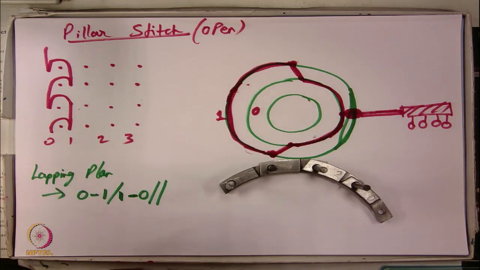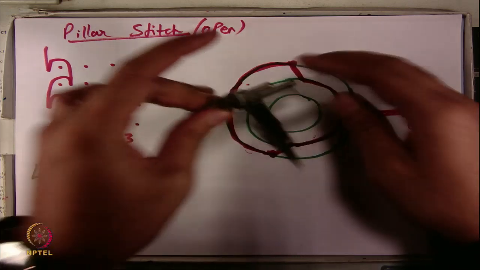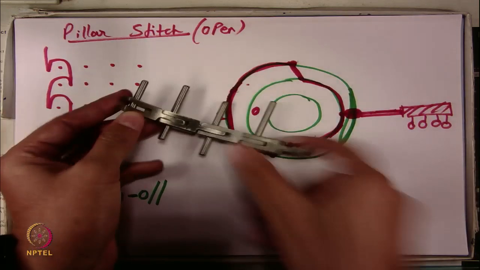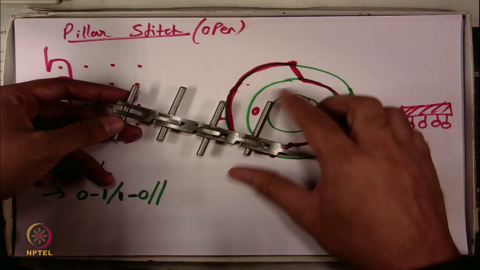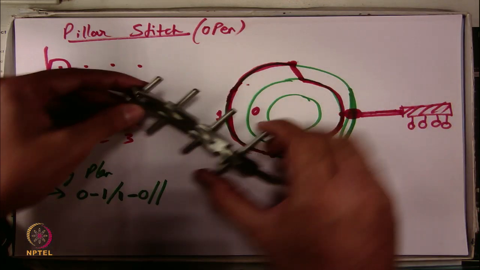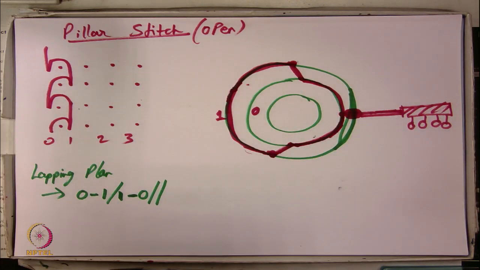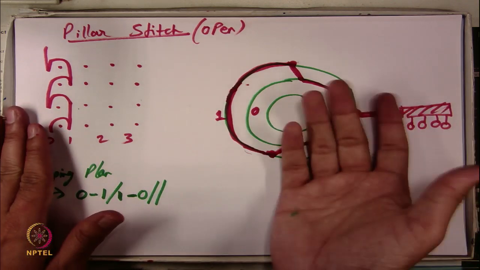So, this is for pillar stitch. Once this is done, if you want to make pillar, you can simply put it and keep in a sequence 0 1 1 0 0 1 1 0 again 0 1 1 0, depending on how many courses one rotation of drum is making. So, this is how you make the pillar stitch. Similarly, you can go for atlas construction.